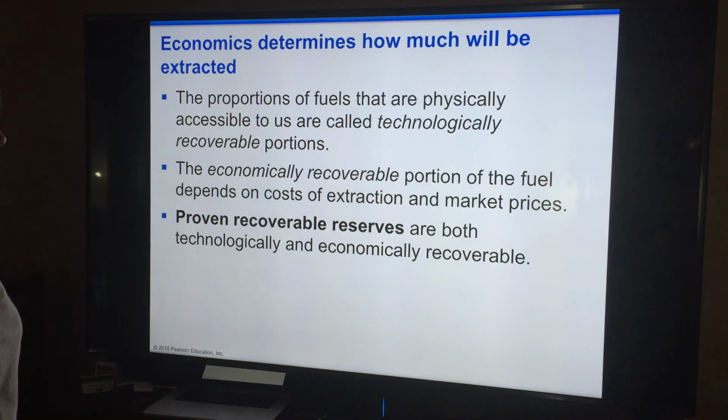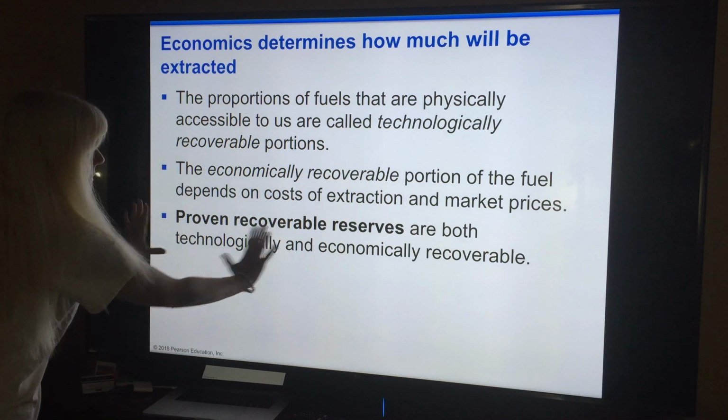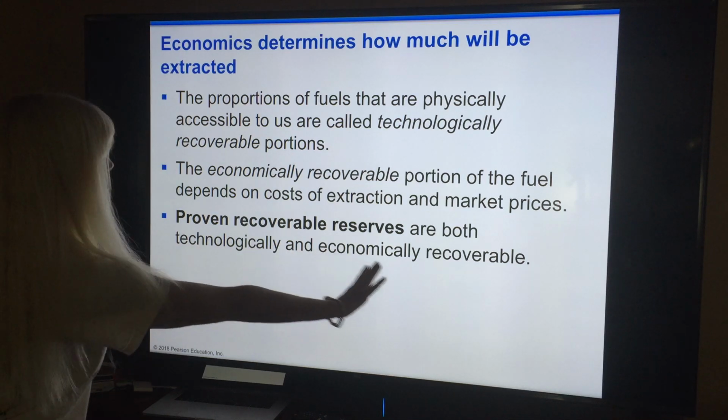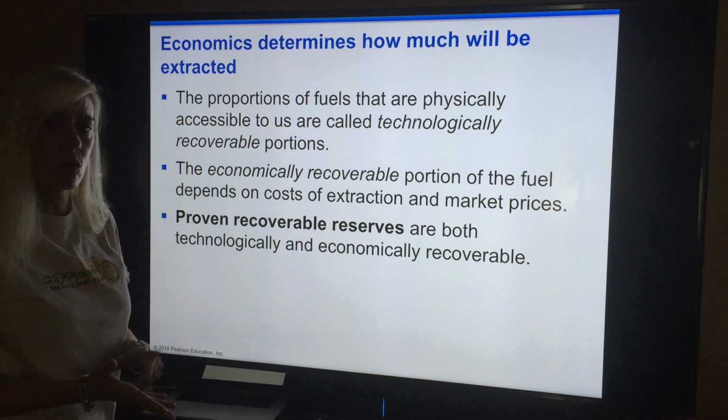So proven recoverable reserves are both technologically and economically recoverable. Get that. Proven recoverable reserves. We can get it, and it's worth getting.